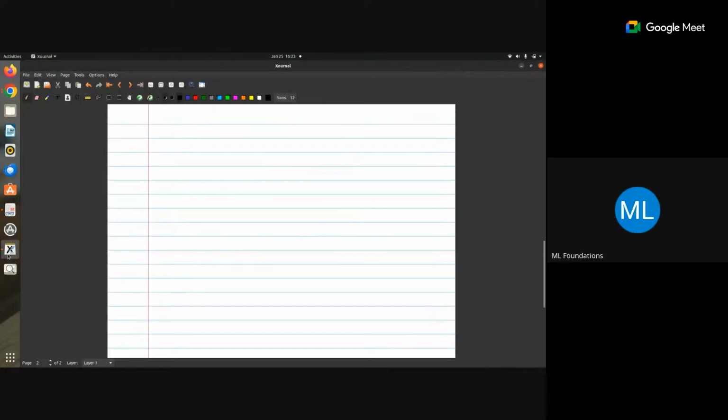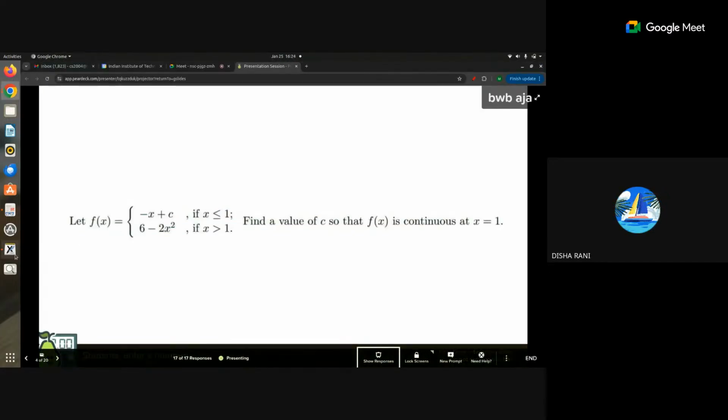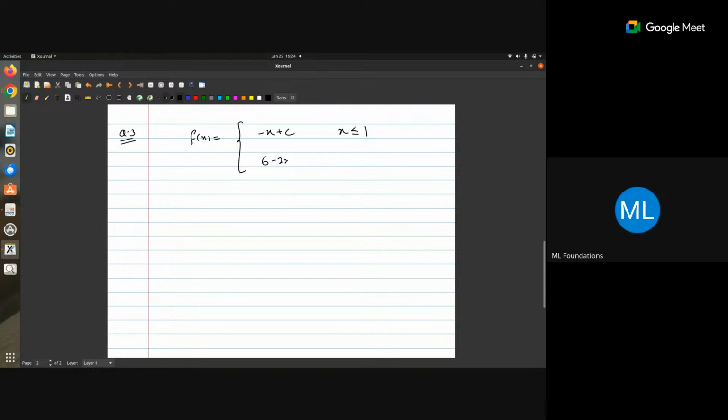Okay, can you just tell me what the function is? It's easier. I think all of you have found it. Minus x plus c when x is less than or equal to 1, and 6 minus 2x square when x is greater than 1.